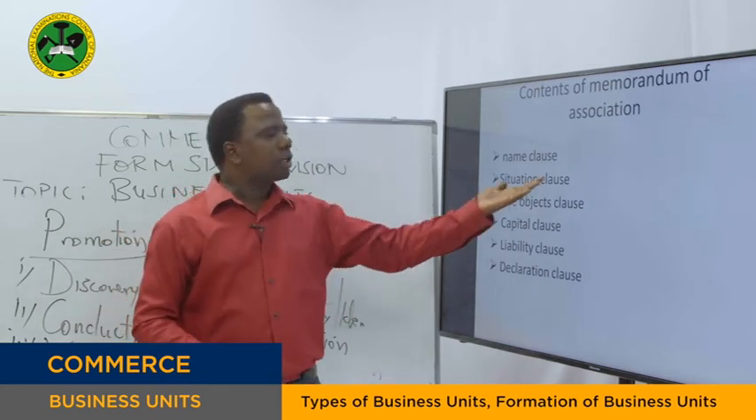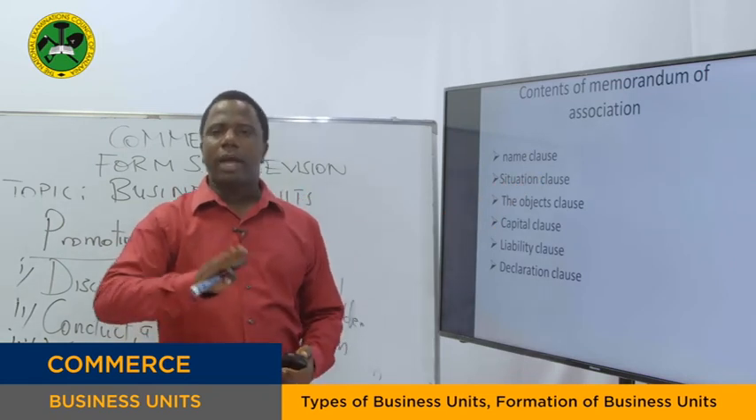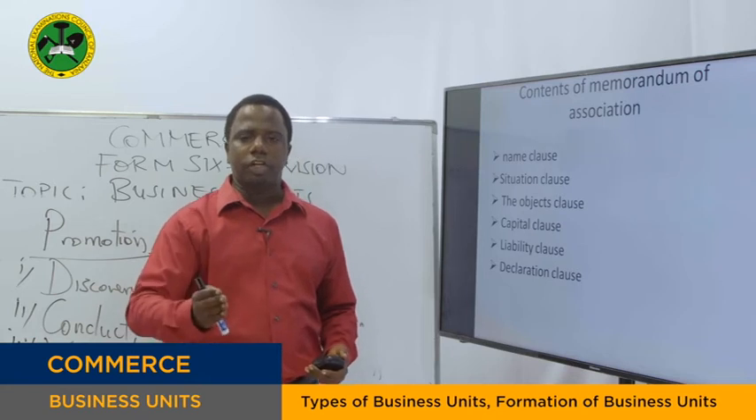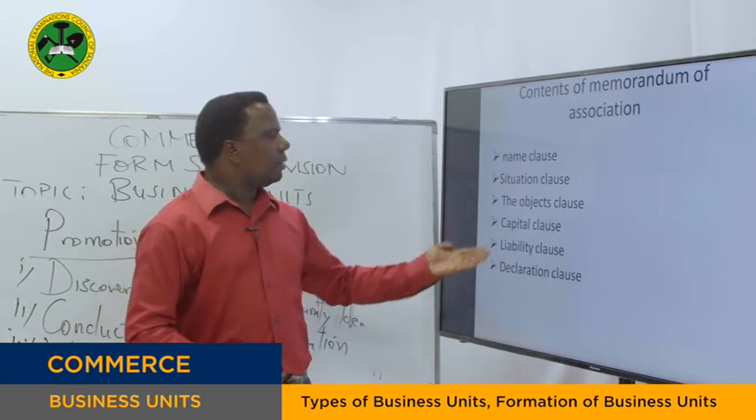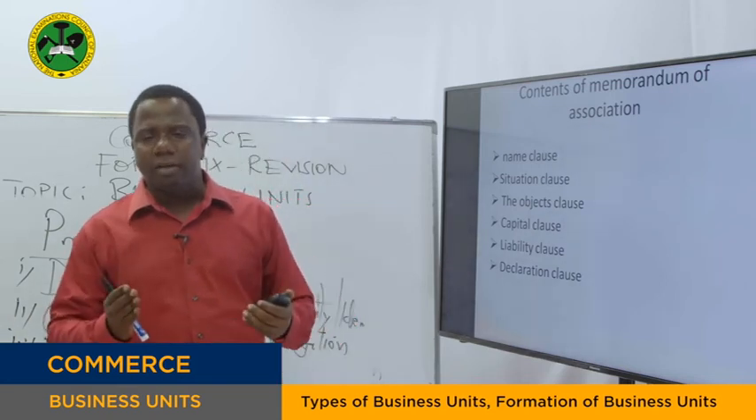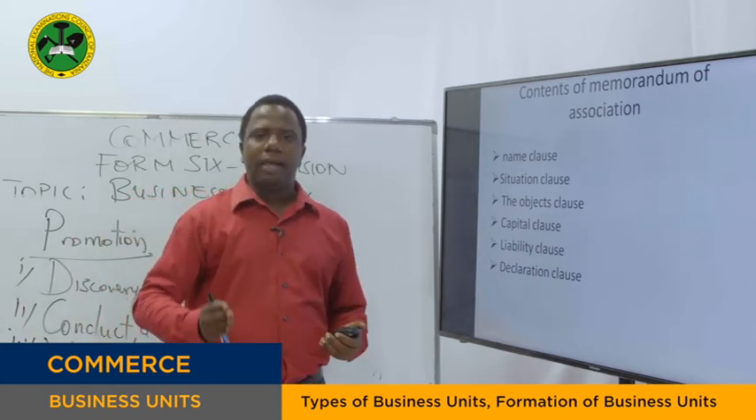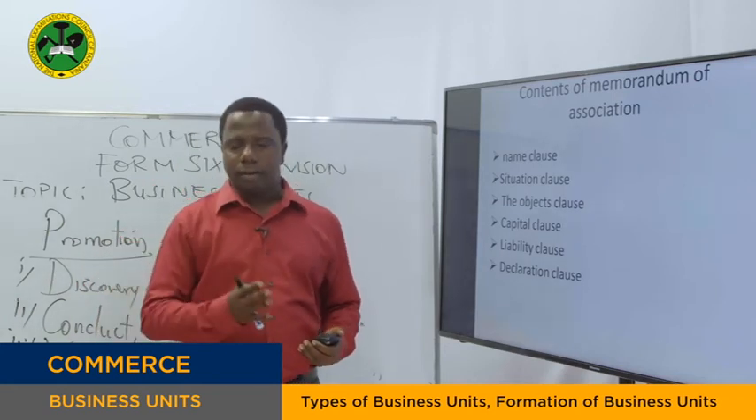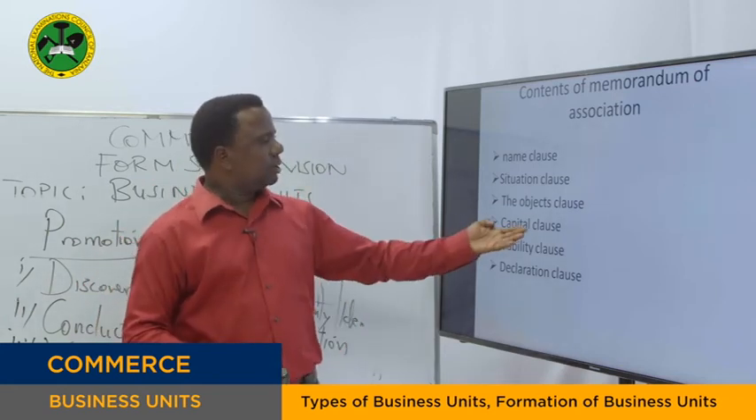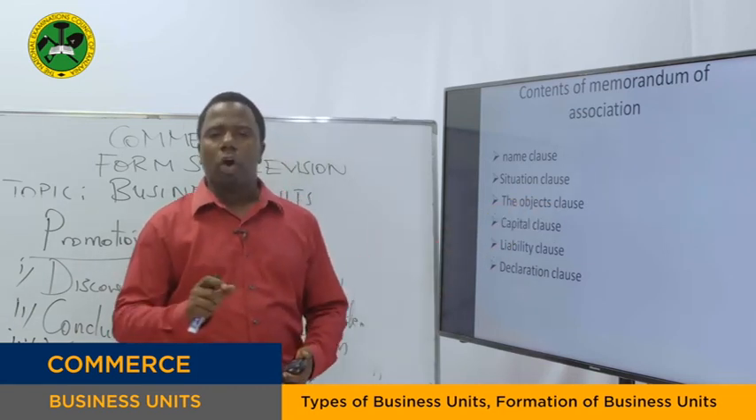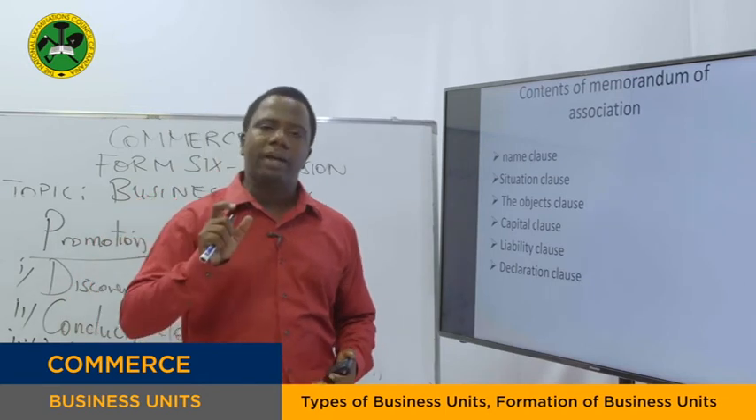Another one is the situation clause. This shows the location of a company, where the company is found, in which region, in which street. While the objects clause shows the main objective of that company, the aim of the company, what the company is doing. So this will be seen in the objects clause. Then the capital clause shows the capital of the company.